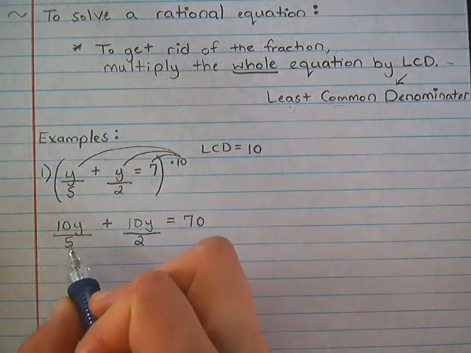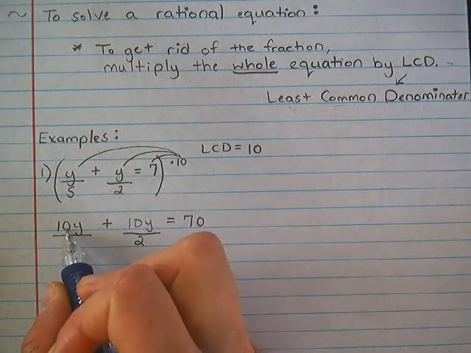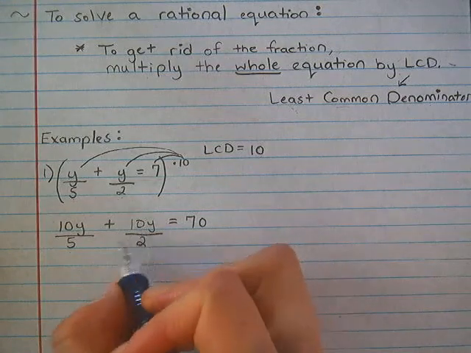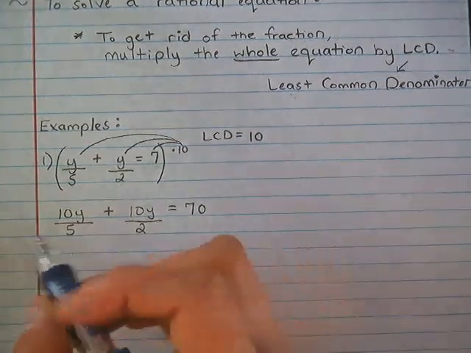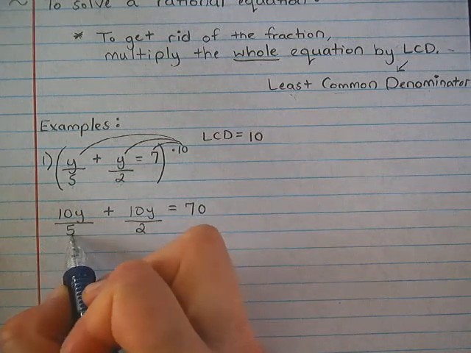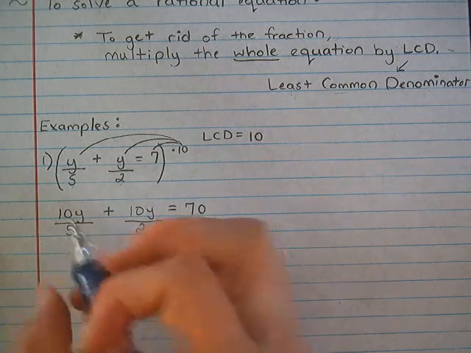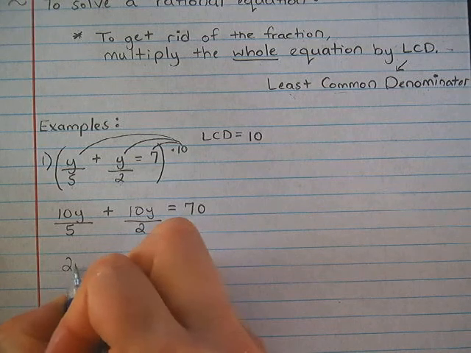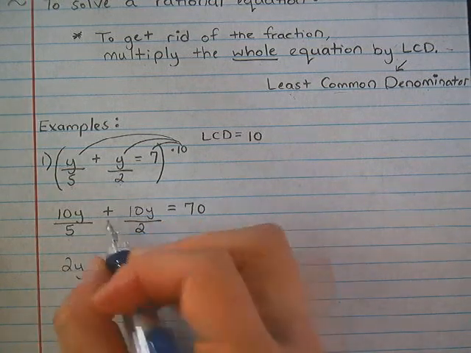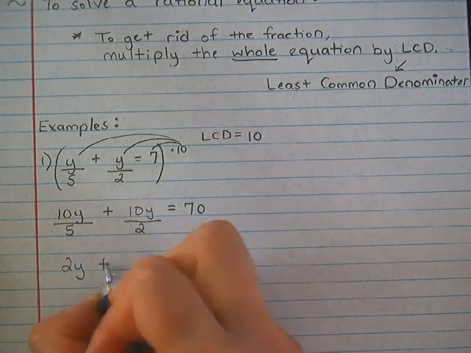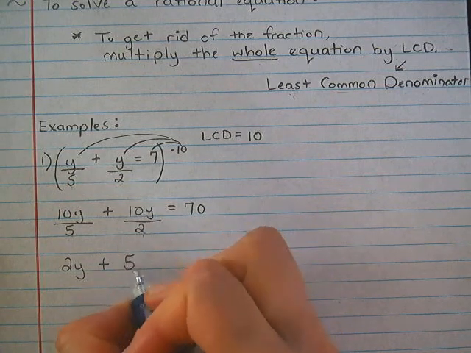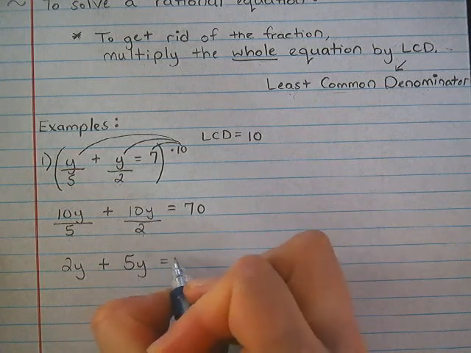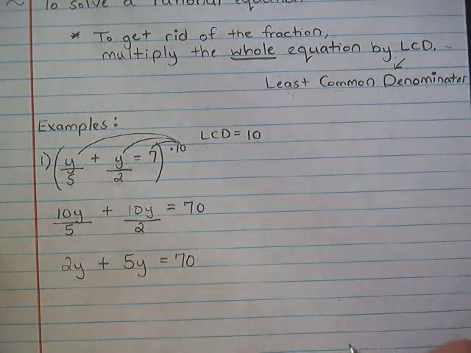Well, notice what you've done is you found a number that both of these will go into. So what's going to happen is it's actually going to make these denominators go away. Because notice 10 over 5 will reduce. 10 divided by 5 is 2, so you get 2y for that one. And then for this one, so that'd be plus, 10 over 2 is 5, so that'd be 5y equals, and then that 70 just comes down.